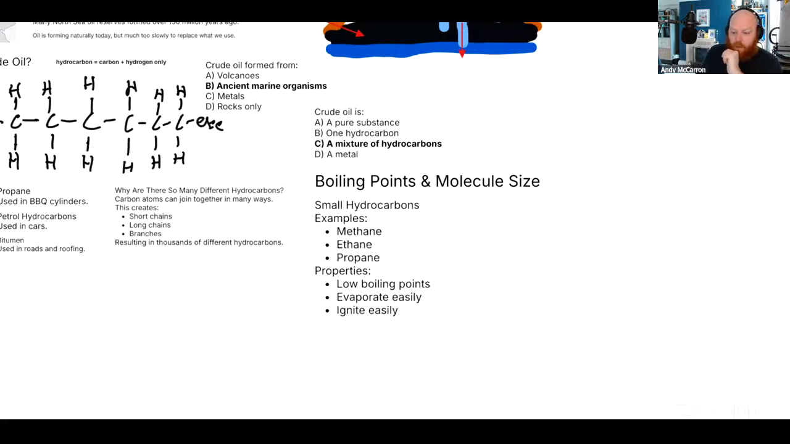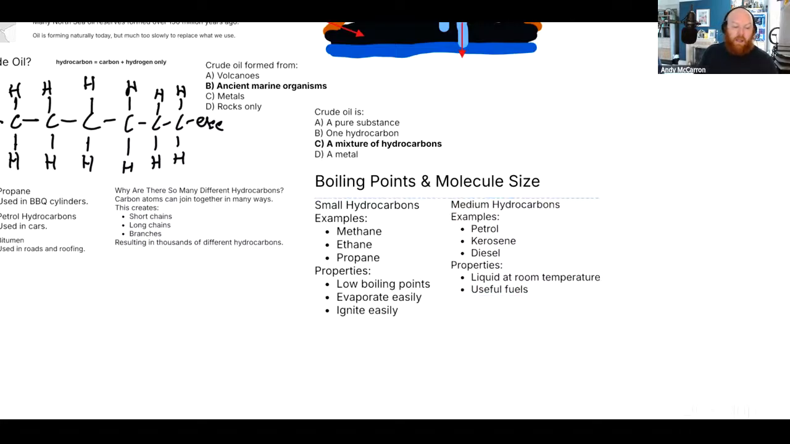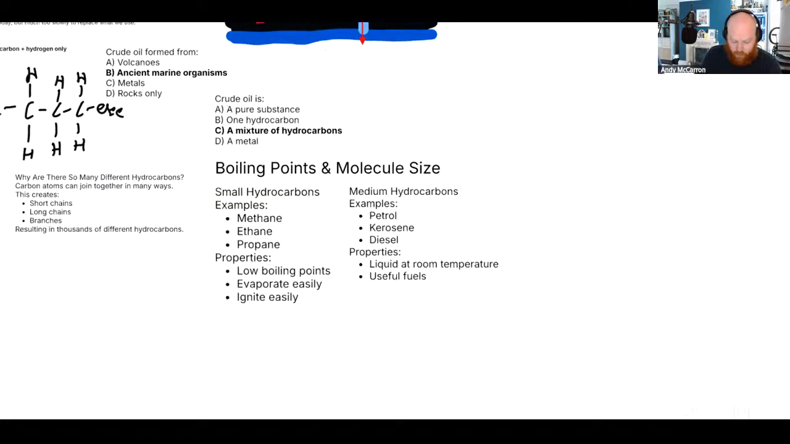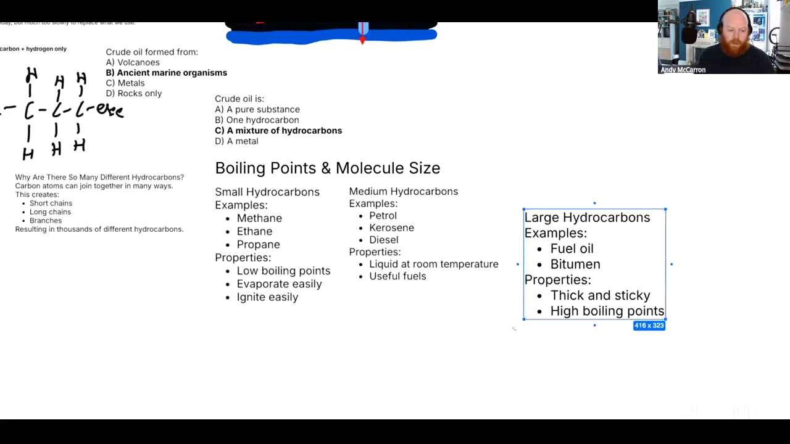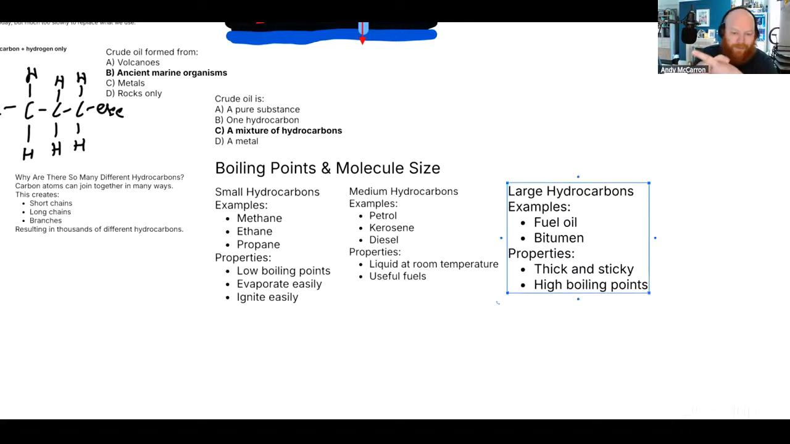Our medium size hydrocarbons are normally our petrol, our kerosene, our diesel, and they're liquid at room temperature. Hence why at petrol stations, we just pour them into our petrol tank. And if we were looking at the larger hydrocarbon chains, depending on what it is, they're normally thick and sticky and they have a really high boiling point.